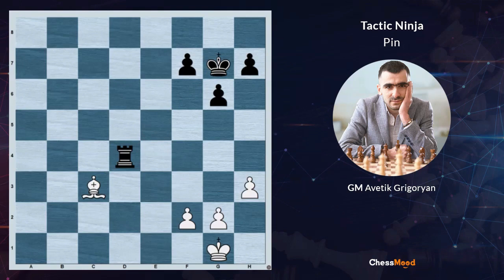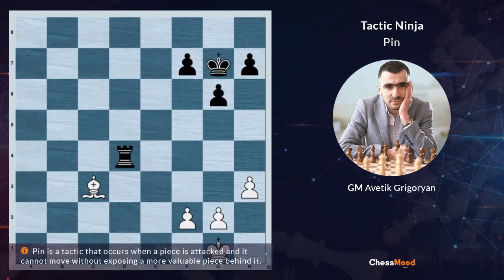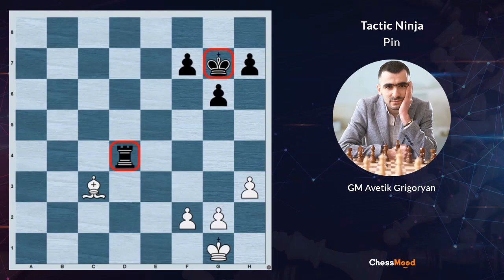What's the definition of the pin? So, the pin is a tactic that occurs when a piece is attacked, in this case the rook, and it cannot move without exposing a more valuable piece behind it. And this is the more valuable piece. Well, in this case the king, but in future examples we will see that if there is a queen, the queen is also more valuable than the rook, so it's the same thing.